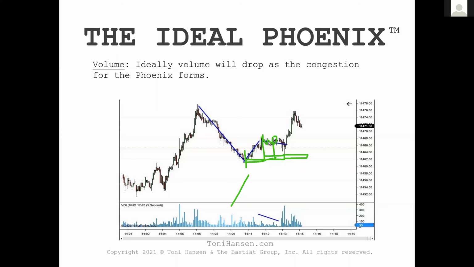This is what we would call a shallow Phoenix, where the upside move is generally a little bit slower than average. You get a lot more overlap from bar to bar. It's actually one of the stronger Phoenix patterns because it has a potential for a very, very strong move coming out of it.